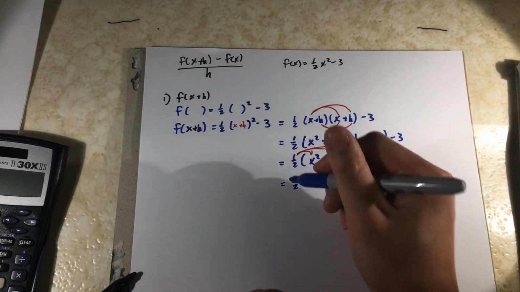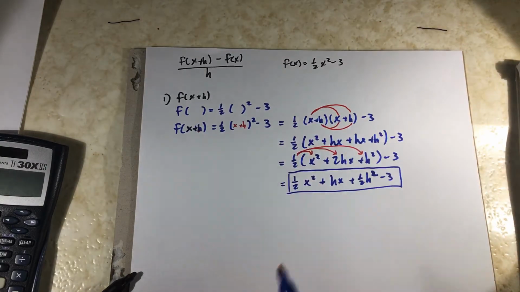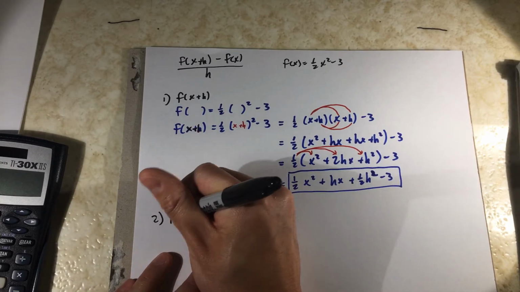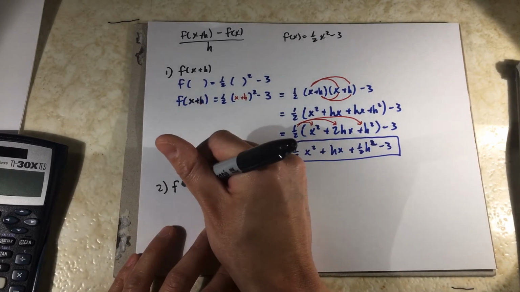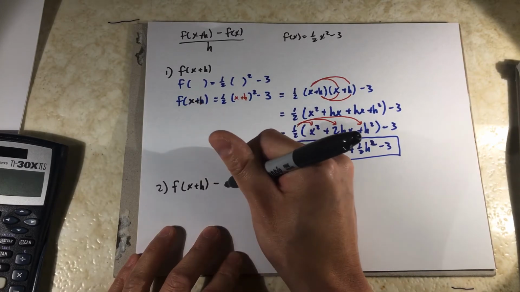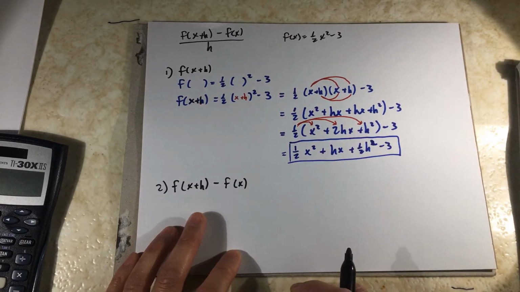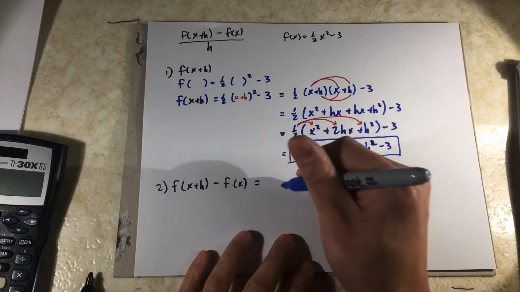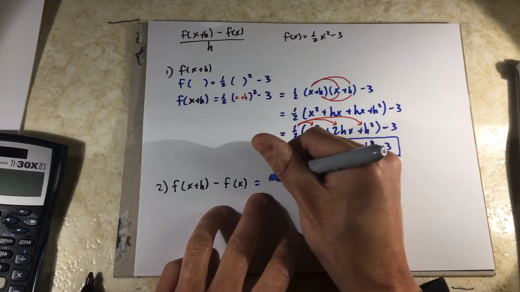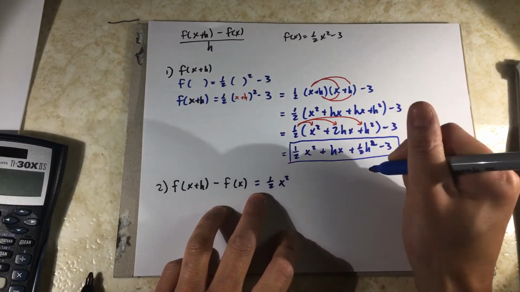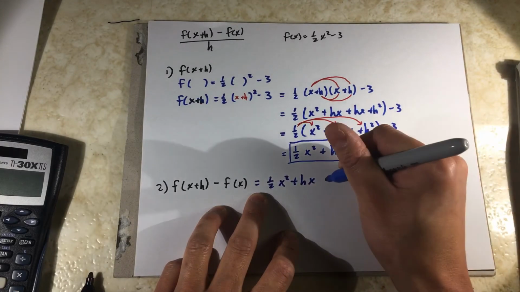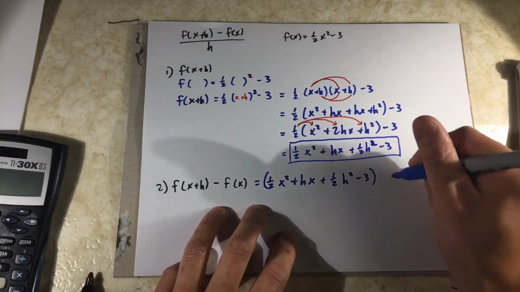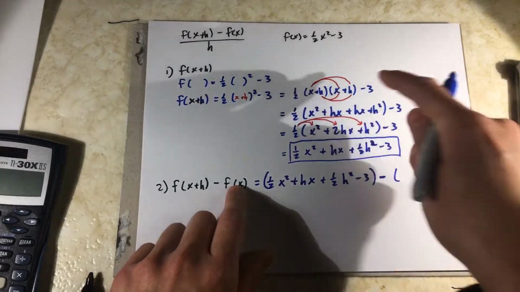All right, here, let me just circle this or box it. And then step 2, we'll work our way through this. Your homework also does this step by step. Let's calculate the numerator, f of x plus h minus f of x. What we're going to do is plug in. So f of x plus h is this expression: 1/2 x squared plus hx plus 1/2 h squared minus 3. And then we have a minus f of x, which is just this equation.